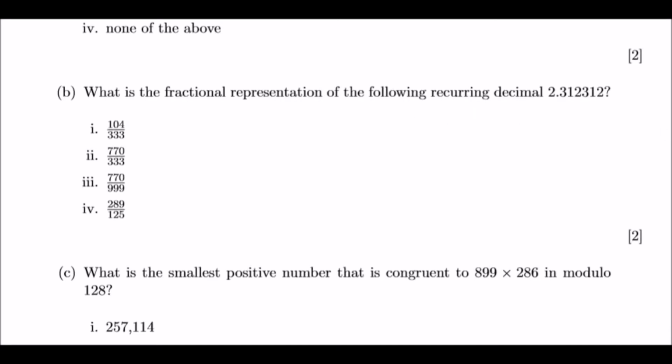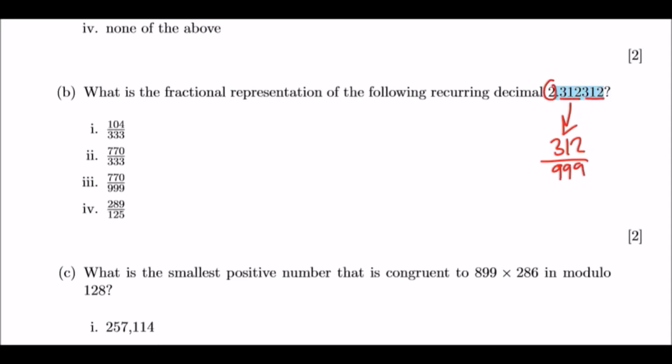Okay, part B. So what is the fractional representation of the following recurring decimal? So here there's actually a really cool trick how to do this. All you need to do really is just look at these values here and then just take the first 3 decimal recurring numbers, because you can see that's recurring in 312s. So pull it to the side here and write 312 as a fraction over the number of digits in terms of 9. So it'd be 3 digits, so 3 9s. And that's it, this is done.